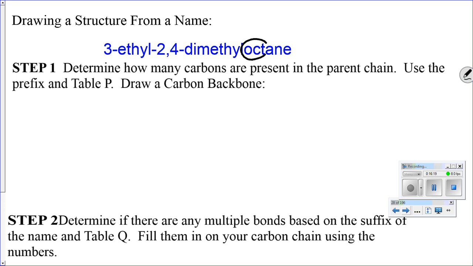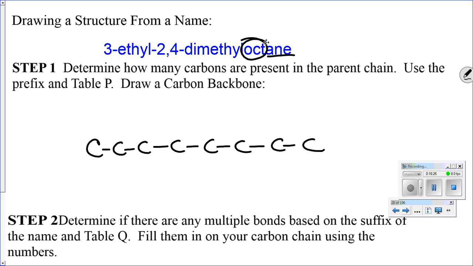3-ethyl-2,4-dimethyloctane. So oct is 8. 1, 2, 3, 4, 5, 6, 7, 8. Ane, all single bonds. Then I'm going to go ahead and number 1, 2, 3, 4, 5, 6, 7, 8. On carbon 2, I need a methyl group. On carbon 4, I need a methyl group. So I'm going to make that guy go up. You can choose up or down. It's totally up to you, but you have to think about how things are going to fit. On carbon 3, I need to put that ethyl group.